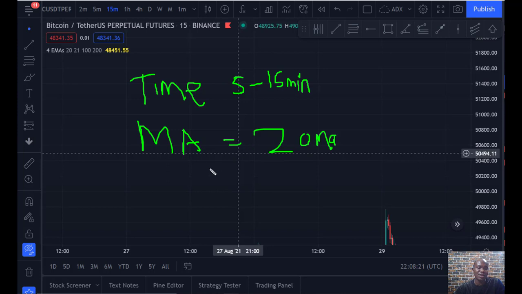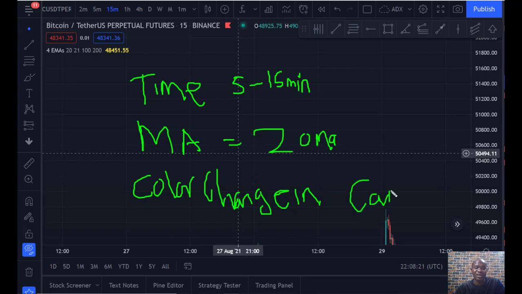And we also need to understand the color change in candlestick, don't mind my writing. Color change in candlestick, guys. So we need to understand the color change in candlestick. I will explain as we get to the chart. So these are the three things you just need to understand: our time frame, the moving averages, which we plotted in the chart, and the color change in candlestick, which I will explain as we dive into the chart.